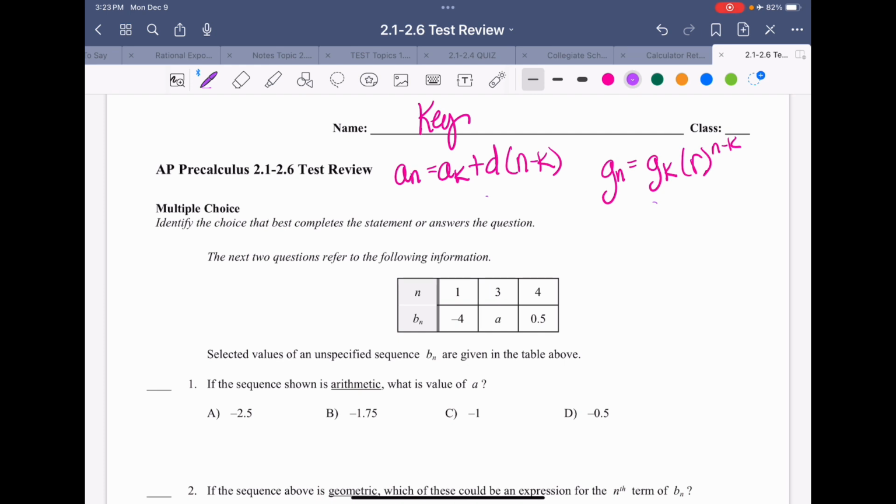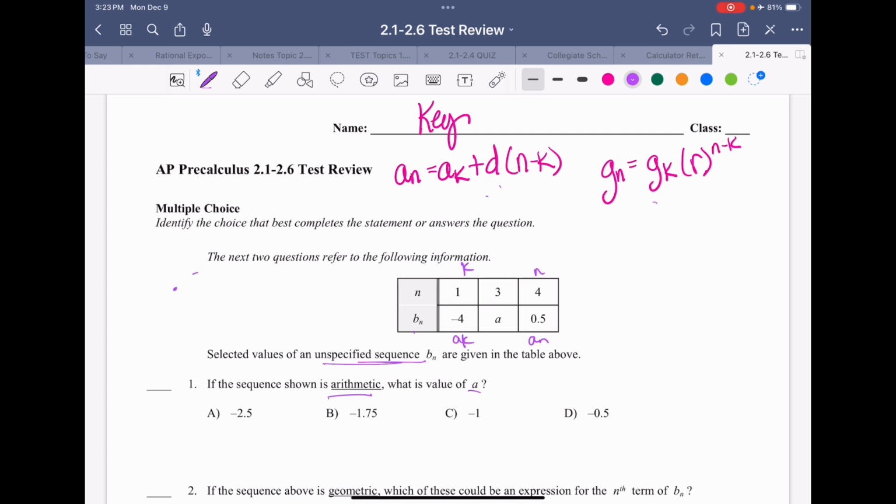So, all right, the next two questions refer to the following information. Selected values of an unspecified sequence are given in the table above. And it says, if it's arithmetic, what is the value of A? There's a couple different ways to do this, but might as well just use the equations that I have. I need an A sub n and an A sub k, so we'll make this k and this n. So that would make this A sub k and A sub n. That's okay. So I'm going to substitute everything in.